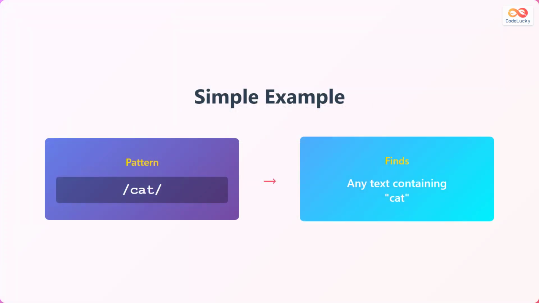Let's look at a very basic example. Imagine we want to find the word cat in a text. The regular expression to do this would be /cat/. This pattern will find any text containing the exact sequence of characters C, A, and T together.